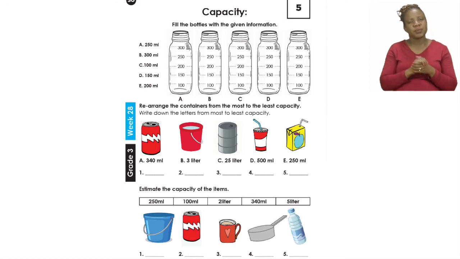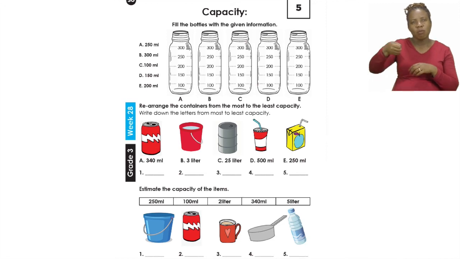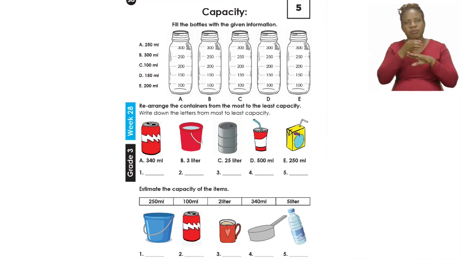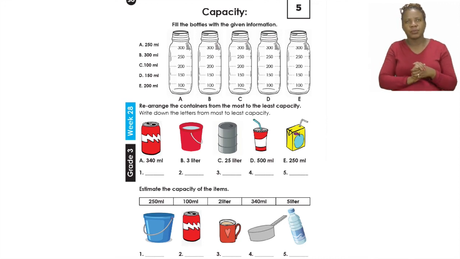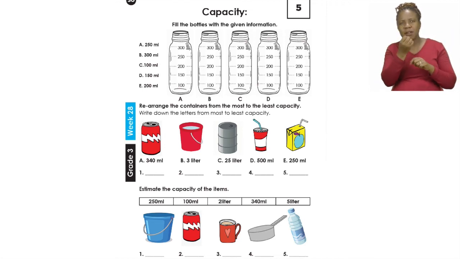So the first one is a bucket. Then you have a cool drink can, a cup, a container that looks like a pan, and a bottle of water. On top, you have a little square, rectangular block with all the measurements. So you have to guess the measurement for each item and write it in below.